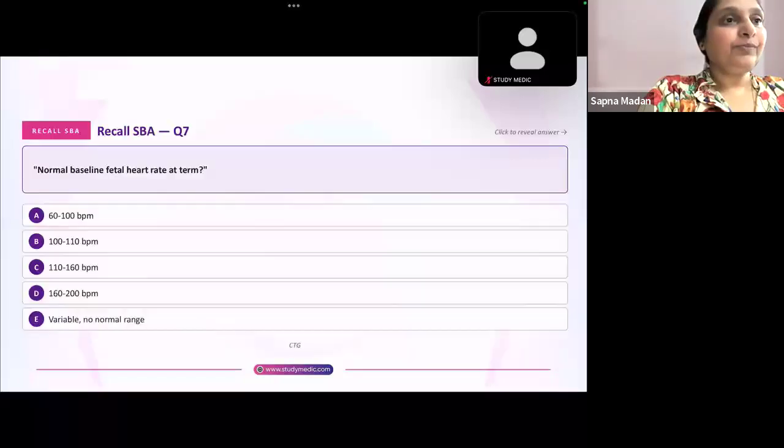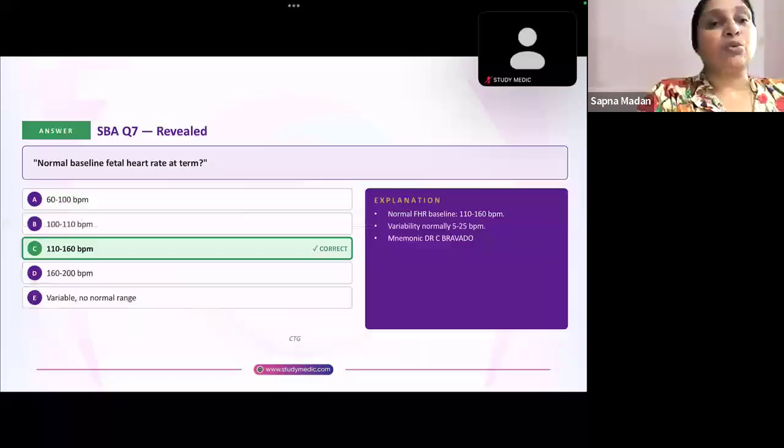What is the normal baseline heart rate at term? Is it 60 to 100 beats per minute, 100 to 110 beats per minute, 110 to 160 beats per minute, 160 to 200 beats per minute, or is it variable and there's no normal range? So the answer is clearly 110 to 160 beats per minute.